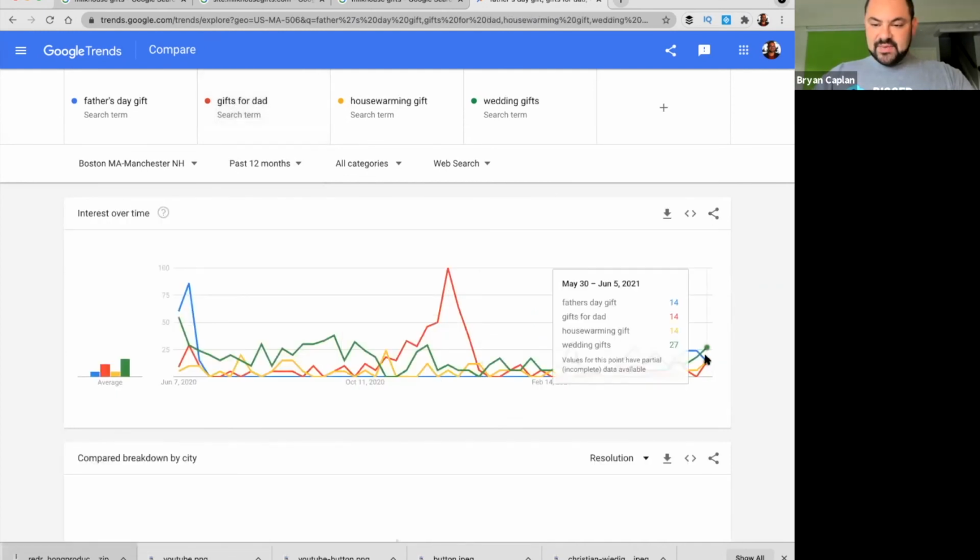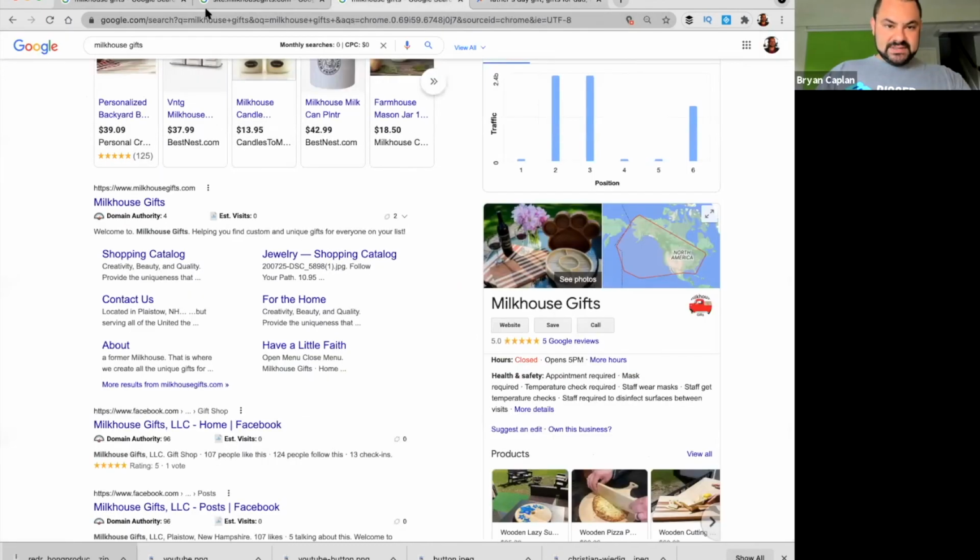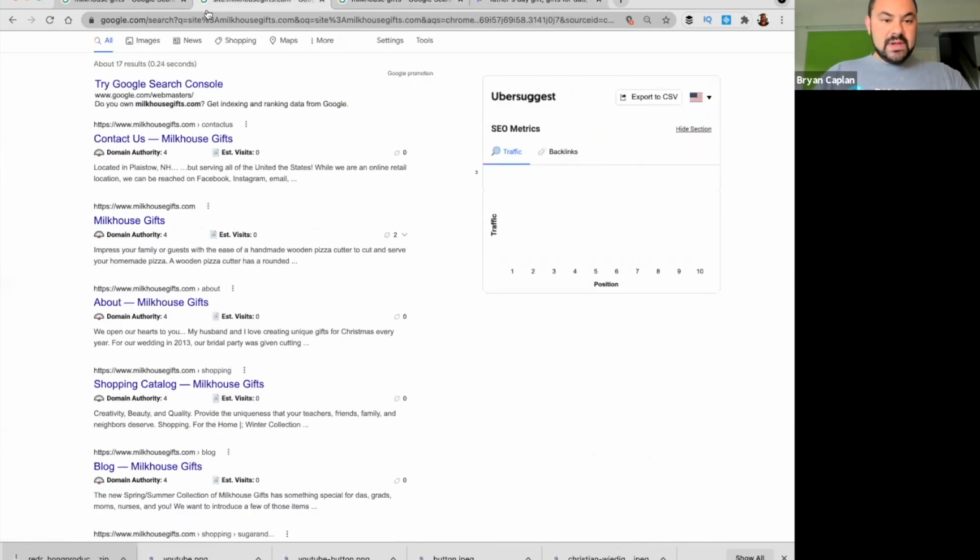So now we're seeing a little bit more. You can actually see here wedding gifts 27. So that's growing. It's on an uptrend. So one of your pages could be: you take all your products, put them into a wedding gifts category, and now you've got a page for wedding gifts. Got it. And that's where I would go back to the Google site search and I would see one of these pages saying wedding gift ideas or wedding gifts, Milk House Gifts.